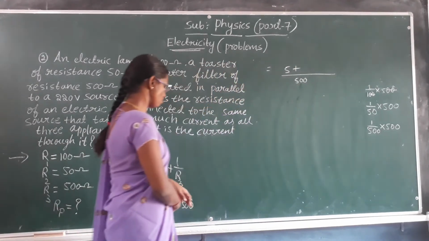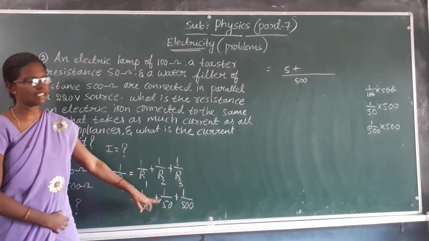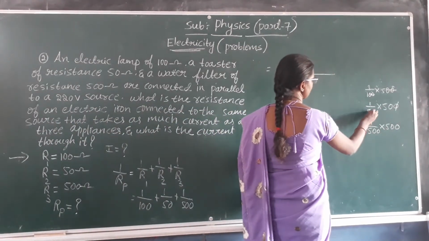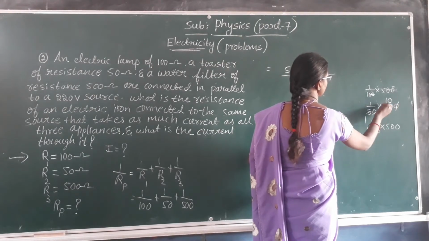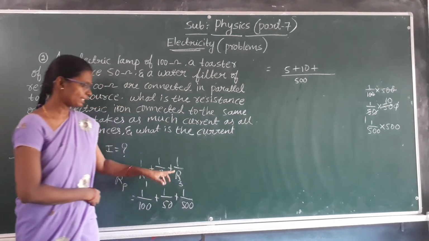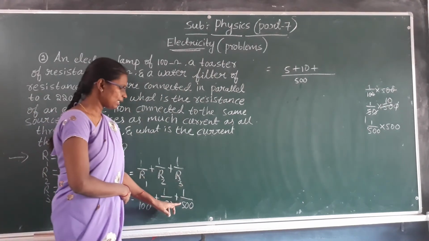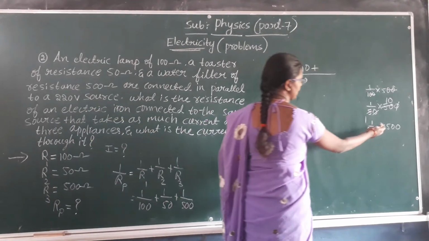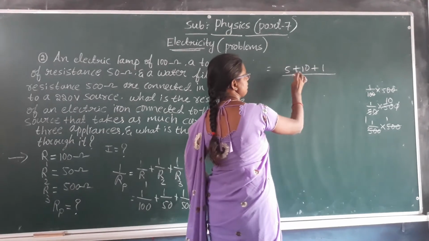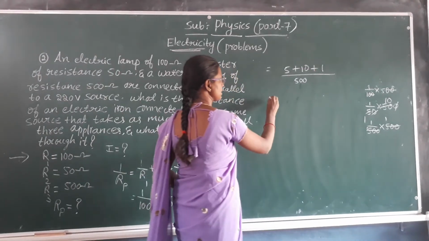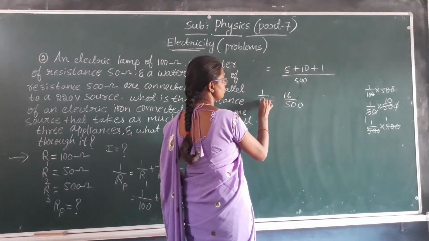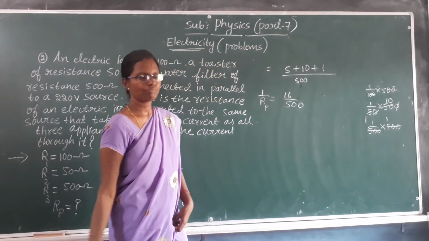Next term is 1 by R2, how much? 1 divided by 50. For this you have to multiply by 500. So here the zeros get cancelled. 5 ones are 5, 10. So 10 into 1 is 10, plus. Next term, 1 divided by R3, that is 1 by 500 into 500. So 500 and 500 get cancelled. So 1 into 1 is 1. So 5 plus 10 plus 1, how much? 16 divided by 500. So this is the value of 1 divided by Rp.